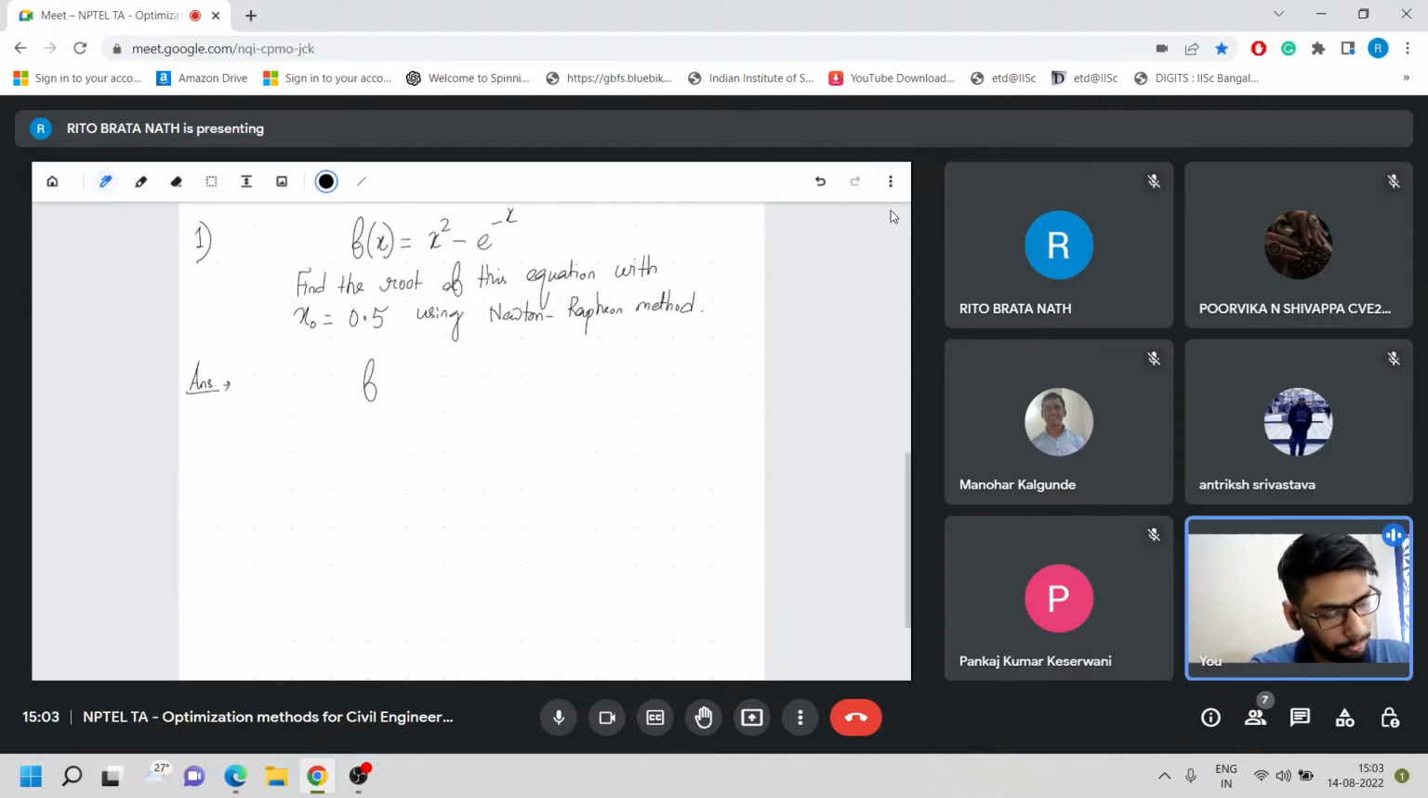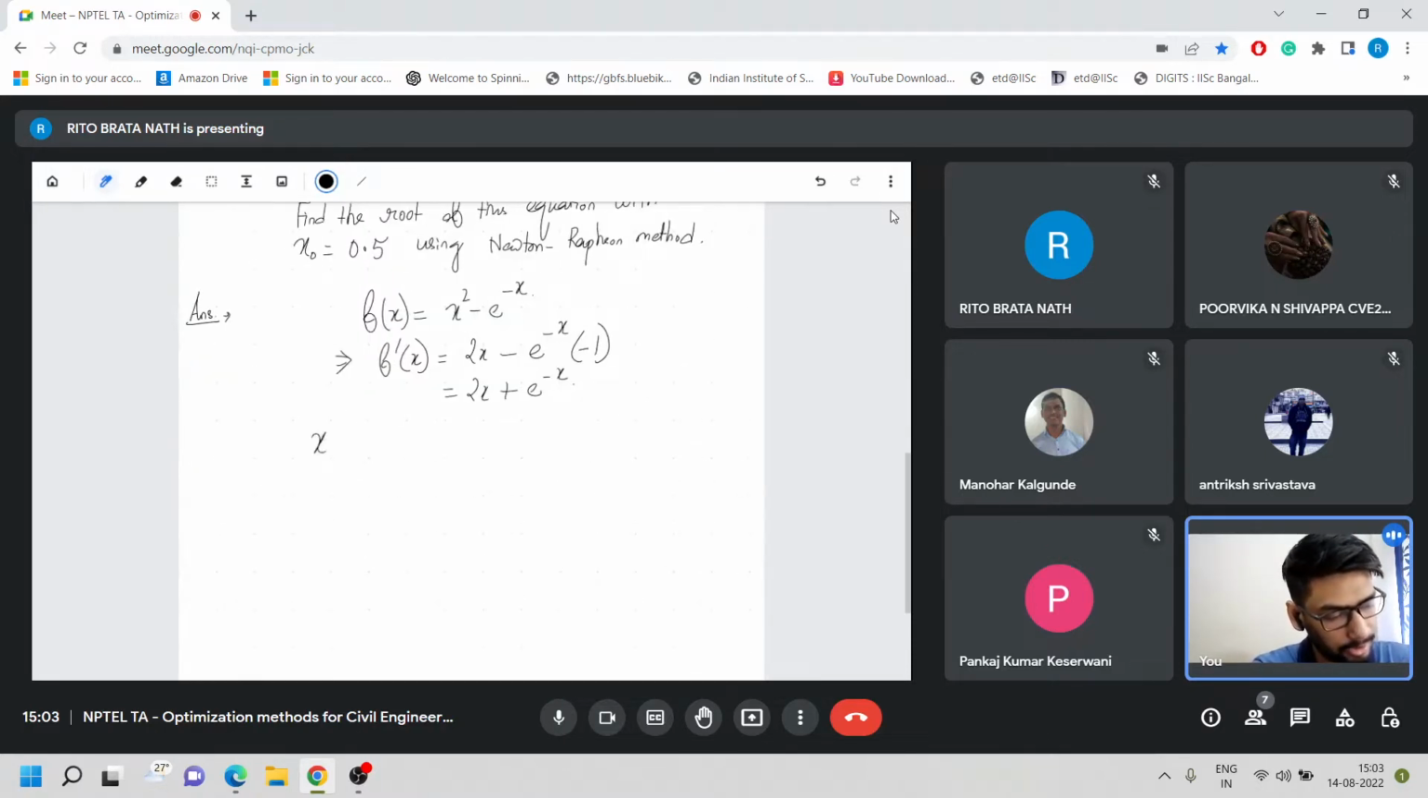So f(x) is x squared minus e to the power minus x. For the Newton-Raphson method, f prime of x is also required. So it's 2x minus of minus e to the power minus x times minus 1. So it's 2x plus e to the power minus x. Now, can anyone tell me what's the formula for the Newton-Raphson method in terms of x naught? What should be in the later part of this equation? Anyone can unmute and answer this.